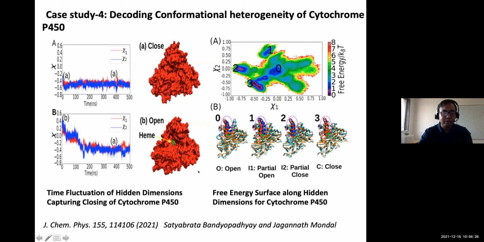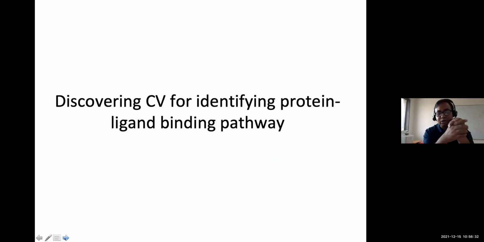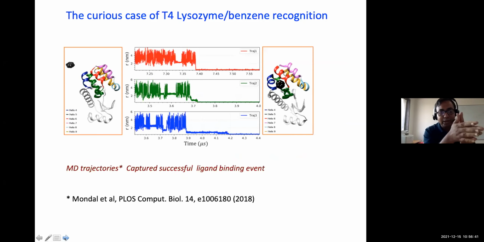So this gave us confidence that maybe these autoencoder approaches that we are using for protein folding can be thought of in terms of protein ligand binding as well. So one particular way that we thought is that we can use some of our recent results, where we looked at a particular protein ligand binding, in which we basically looked at how a small molecule like benzene gets into the pocket.